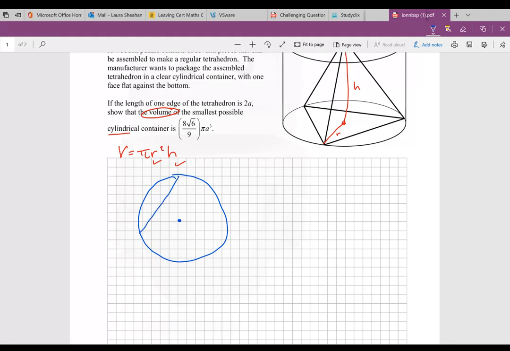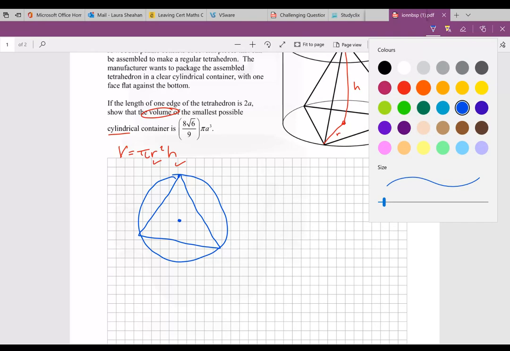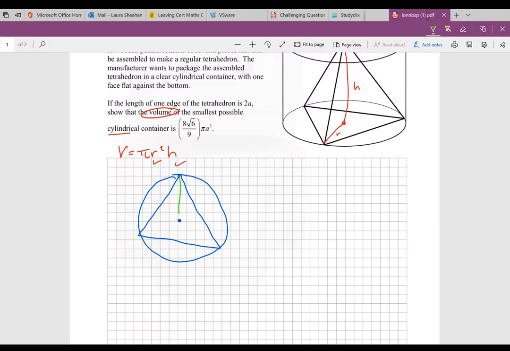Okay, and I get, now this is the center point. If I draw like this, and this, they're all radii of the circle. So they're all identical, and they're all the radius.